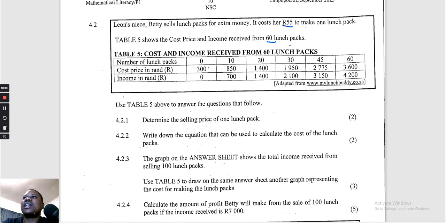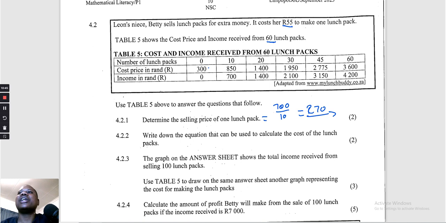So we don't have the selling price, but we are told that if we have sold 10 lunch packs, we're going to receive 700. So how can we do that? It means we're going to take this 700 and divide it by 10 to see how much one lunch pack was. 700 divided by 10, and then we get 70 rand. It means one lunch pack is 70 rand.